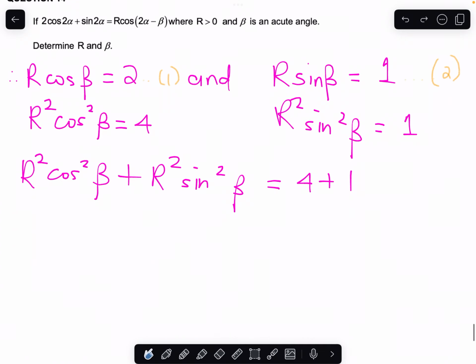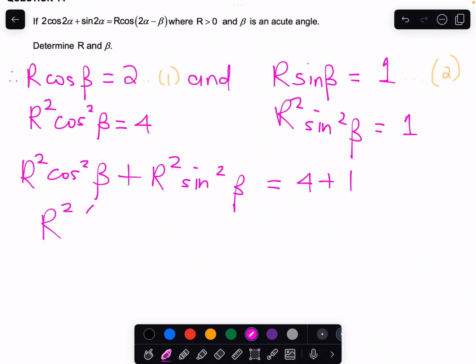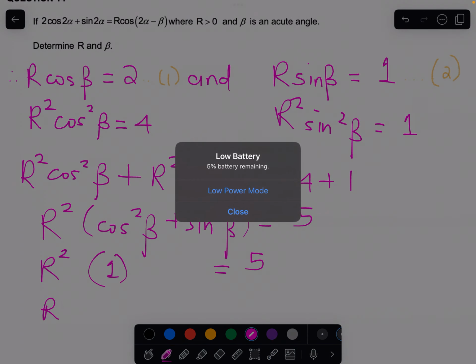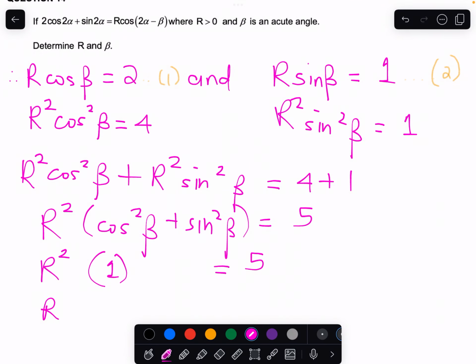Well, factor out the r squared, so then we're left with cos squared beta plus sine squared beta is equal to 5. Then cos squared beta plus sine squared beta is just the same as 1. And so our r could be positive square root of 5, could be negative square root of 5, but we're told that r is greater than 0. So actually, hang in there, iPad, r will only be the positive square root of 5.